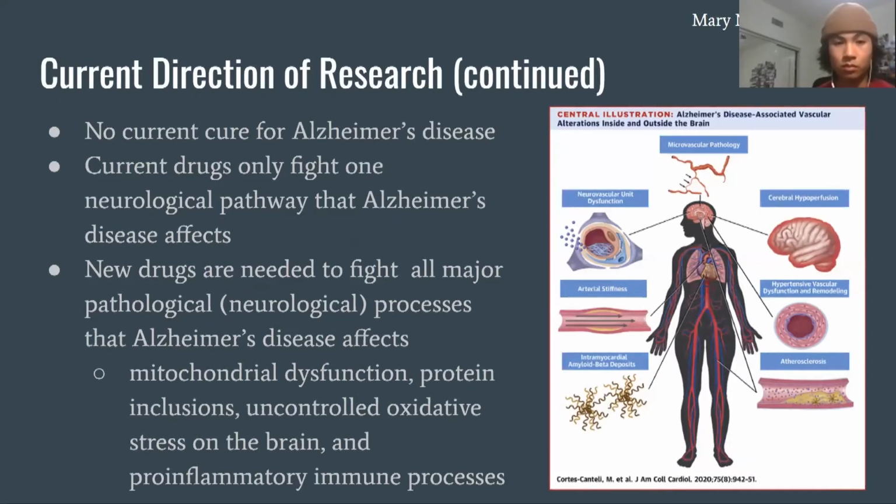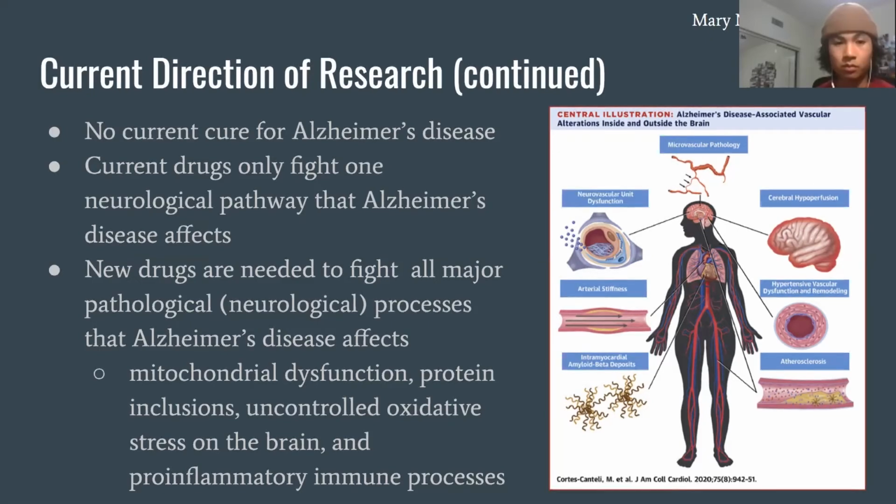Okay, so the next direction of research is, as mentioned before, there's no current drug that provides a foolproof cure to Alzheimer's disease. Currently, there are only drugs that combat one neurological pathway of Alzheimer's, where currently there are 4 neurological pathways. So researchers are currently attempting to find drugs that help to oppose mitochondrial dysfunction, destroy protein inclusions, fight uncontrolled oxidative stress on the brain, and help to fight pro-inflammatory immune processes. As Jacob mentioned earlier, some of these new drugs are the beta amyloid drug and the tau protein drug.